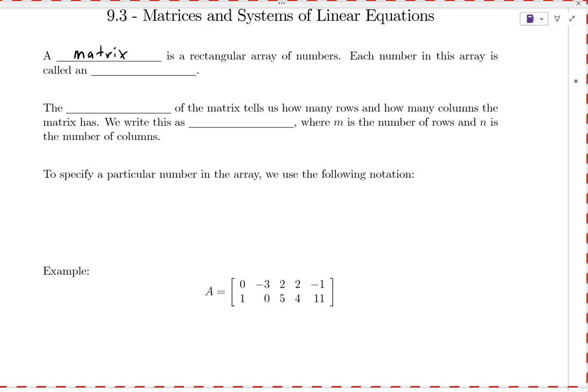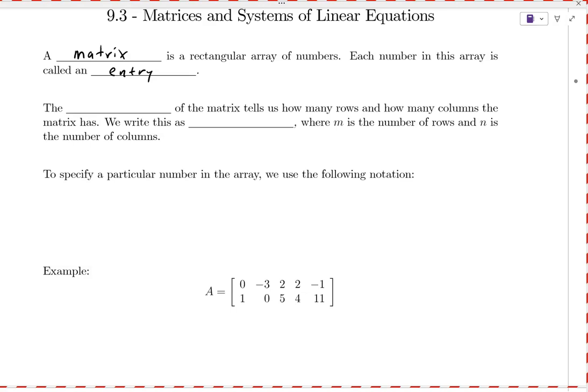A rectangular array of numbers. You can see one there at the bottom of the screen where I've got this rectangular array of numbers here, right? So this is an example of a matrix. Each number that's in the array we call an entry of the matrix. So this particular matrix that you can see at the bottom of the screen has 10 entries to it. And we actually refer to these pieces as rows and columns. So notice this particular matrix has 2 rows and 5 columns to it.